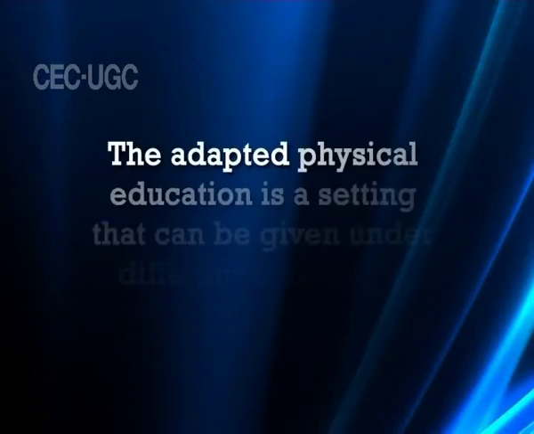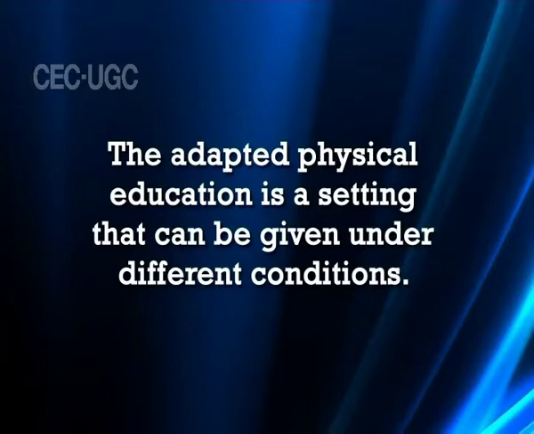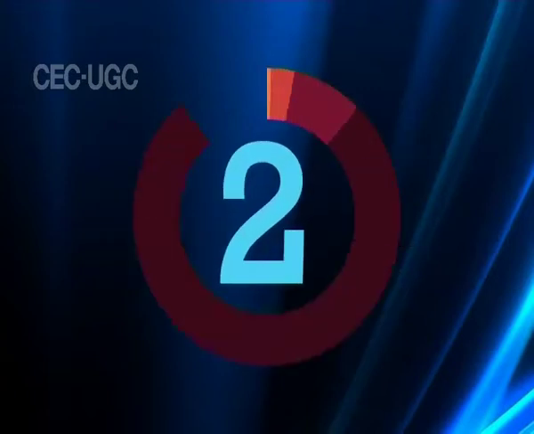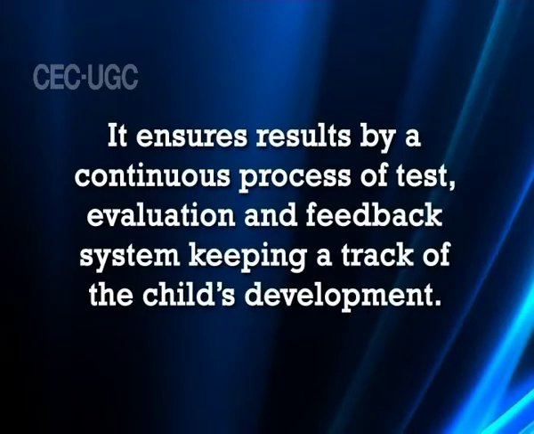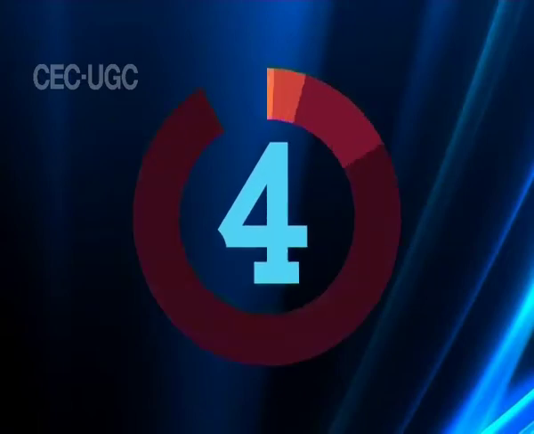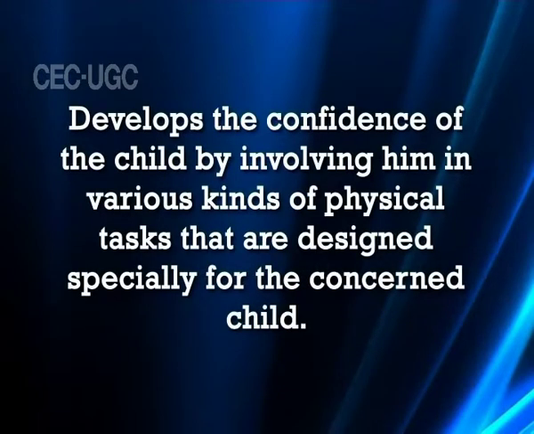The role of physical education in adapted physical education can be more specifically summed up as follows. Adapted physical education is a service that can be given under different conditions. The program is compulsory in every public school and aims to give students specifically designed programs that make them self-sufficient and independent. It ensures results through a continuous process of tests, evaluation, and feedback, keeping track of the child's development. It develops the confidence of the child by involving him in various kinds of physical tasks designed specially for the concerned child.